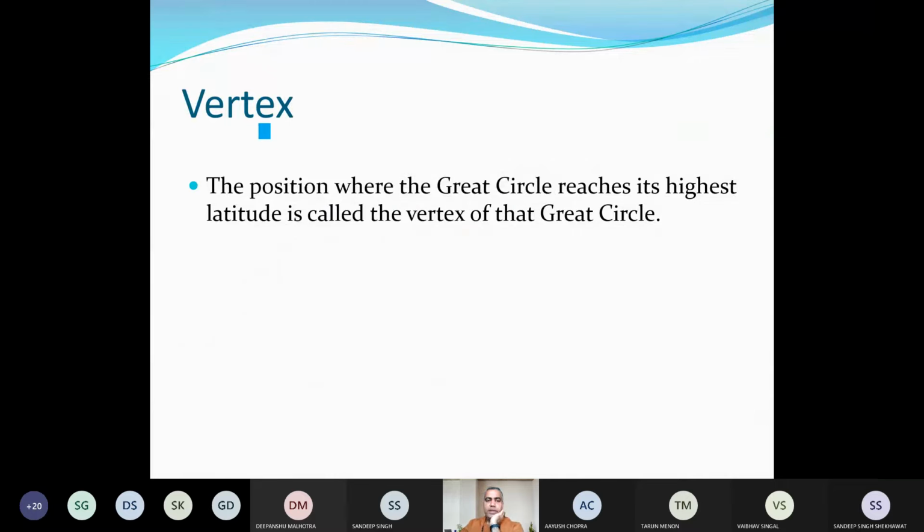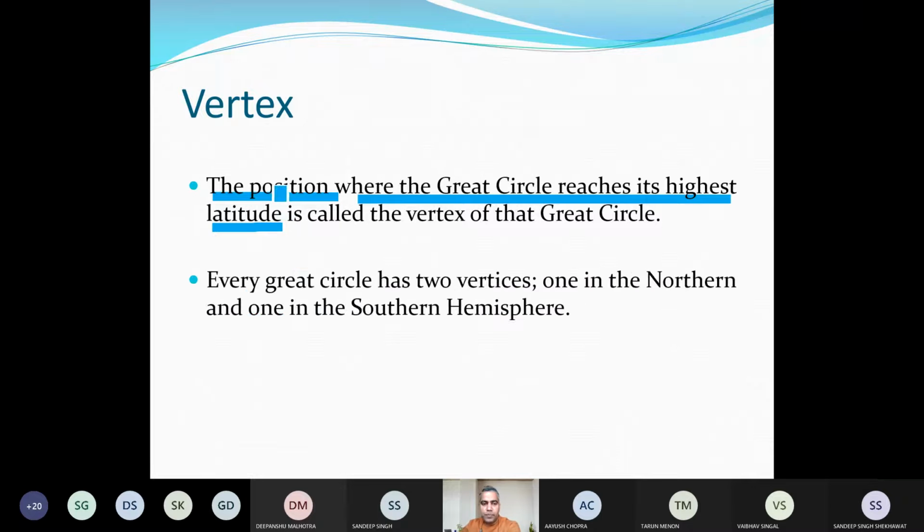Okay. Now, vertex is the position where the great circle track reaches its highest latitude. So that point where the great circle track reaches its highest latitude is known as the vertex of that great circle. Every great circle will have two vertices. One of them will lie in the northern hemisphere and one of them will lie in the southern hemisphere.